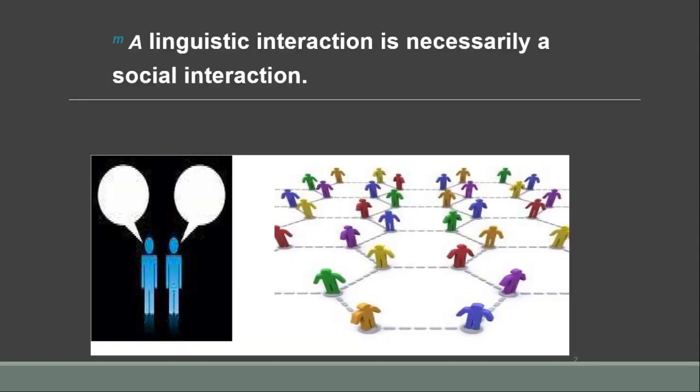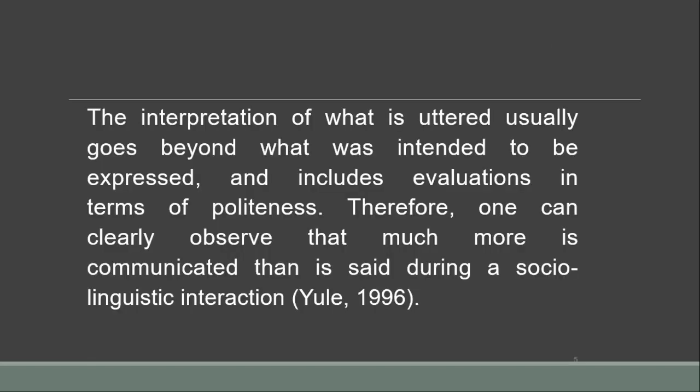It is very important to know that any linguistic interaction, any interaction where language is used, is necessarily a social interaction, because when we interact with each other socially, we use language, linguistic expressions. Now, the interpretation of what is uttered usually goes beyond what was intended. Sometimes we say one thing but our sentences and meanings are interpreted quite differently by the listeners, and this includes evaluation in terms of politeness. Therefore, one can clearly observe that much more is communicated than is said during a sociolinguistic interaction.